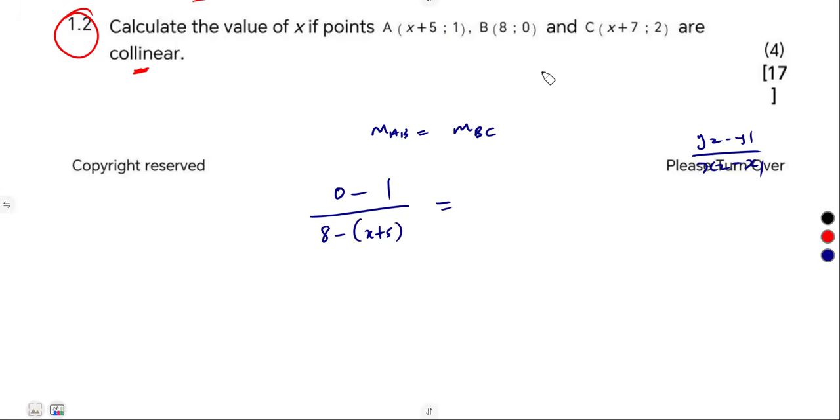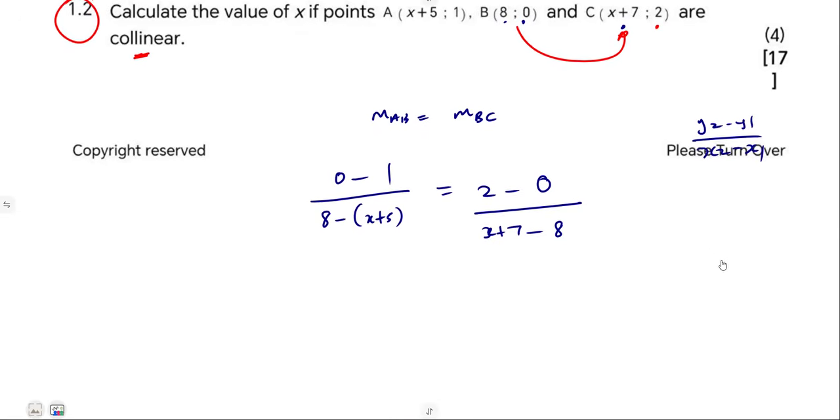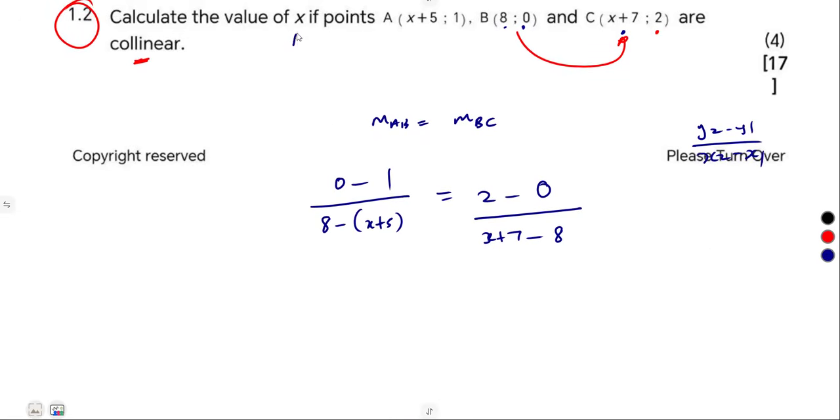So if you consider B to C, y2, that's 2 minus y1, which is 0, over x2, x plus 7 minus x1. Our x1 is going to be 8. So these two are exactly the same. We formed an equation where we can solve for x. Calculate the value of x, remember. So that is an equation.